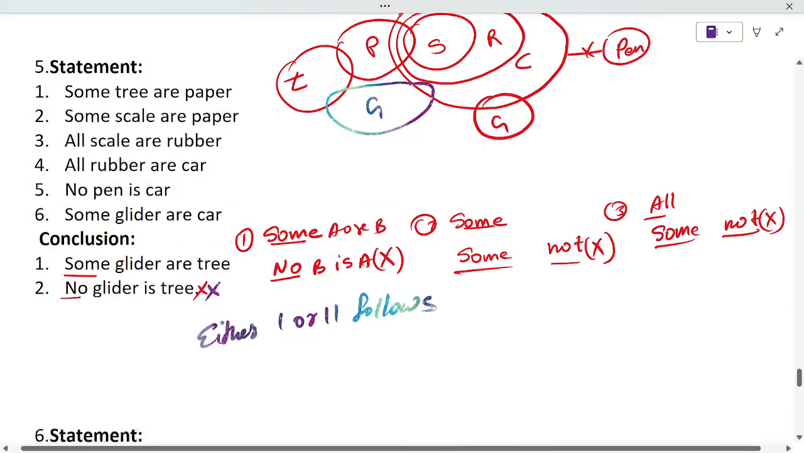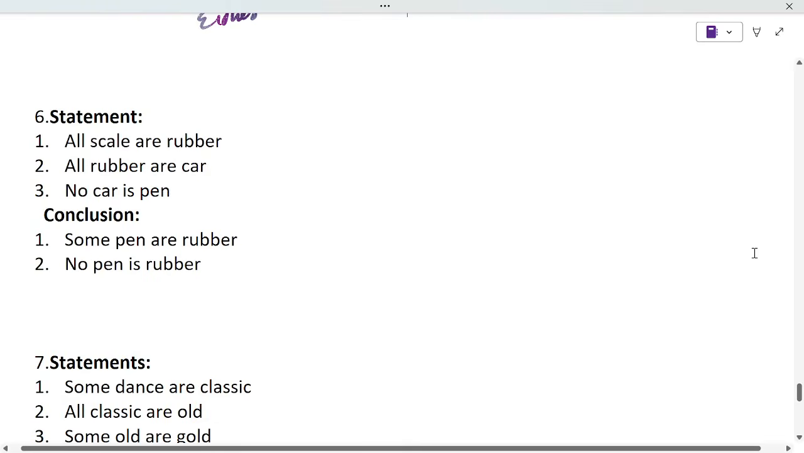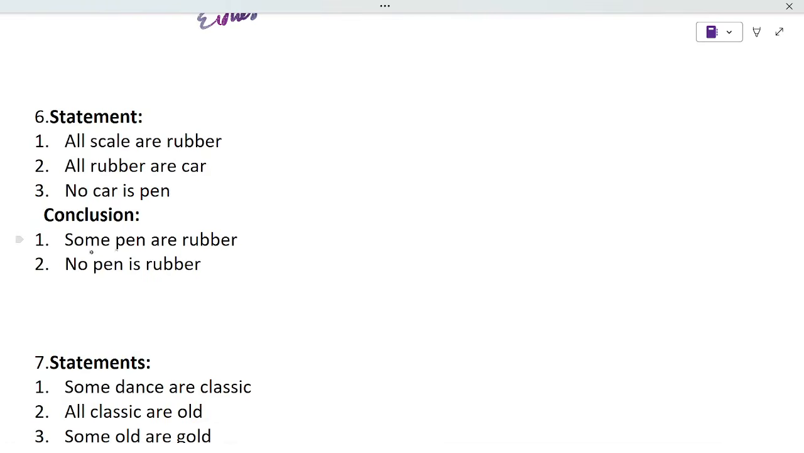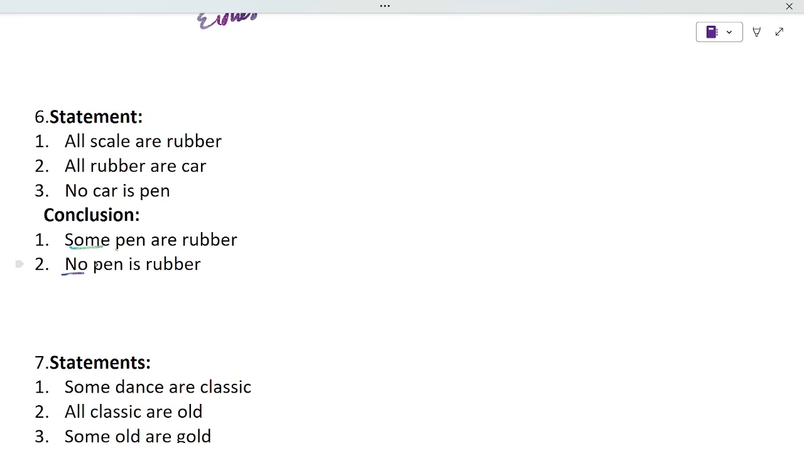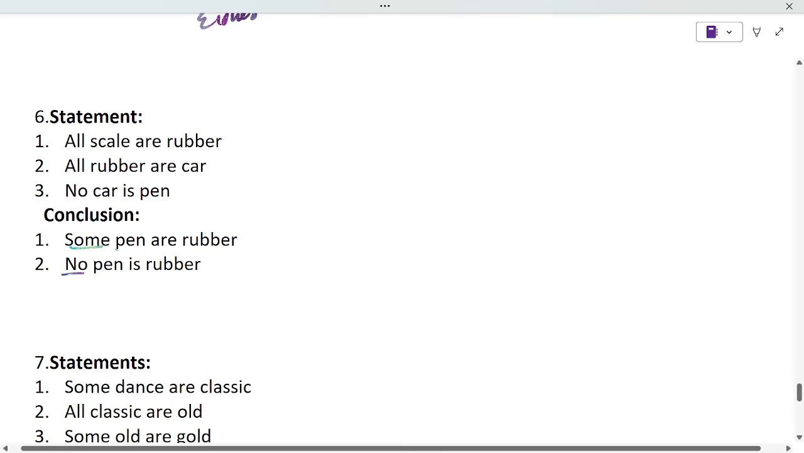So let's try question number 6 again. Question number 6 is some pen are rubber, no pen is rubber. That means pen and rubber. We're talking about two things only. Some-no partner. So let's check. There's a possibility of either case only. But again, one thing: you have got only 10 minutes of exam time. Do not solve it. Just risk it. Either case.